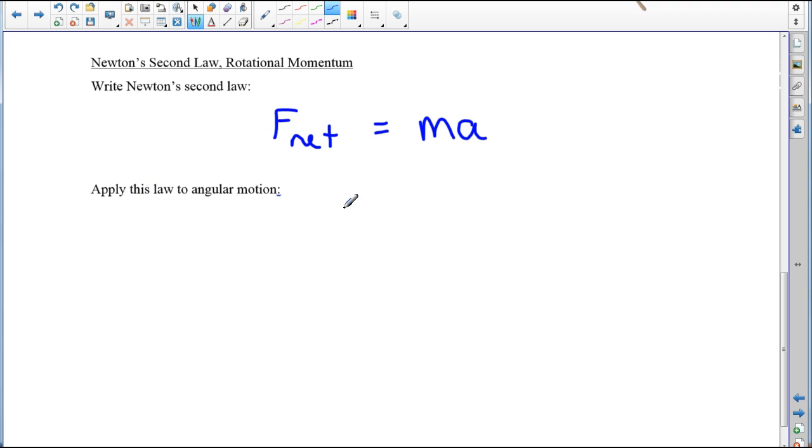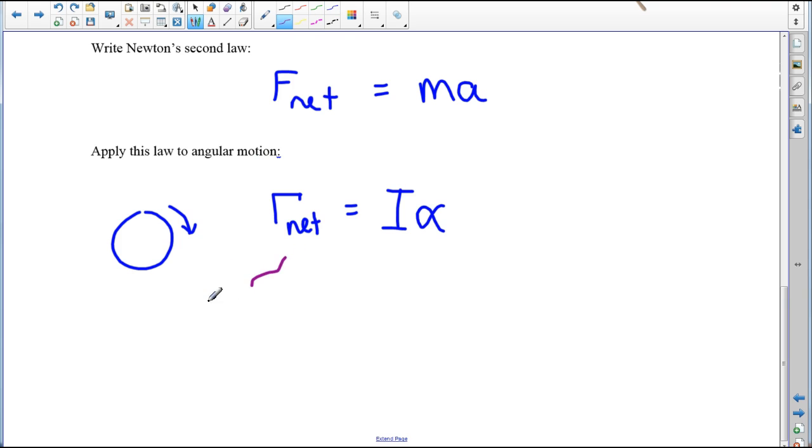Let's apply this to angular motion. What's the analog to force? Well, force is sort of a linear motion, linear acceleration. So what relates to angular acceleration? It's torque. And so the net torque is equal to, what's the analog to mass? It's moment of inertia, rotational mass. And what's the analog for rotation to linear acceleration? It's alpha, angular acceleration.